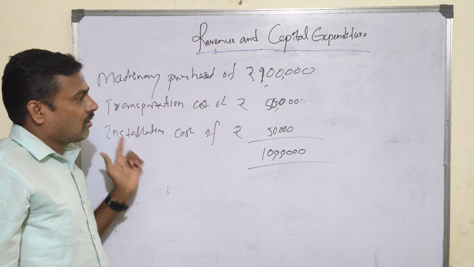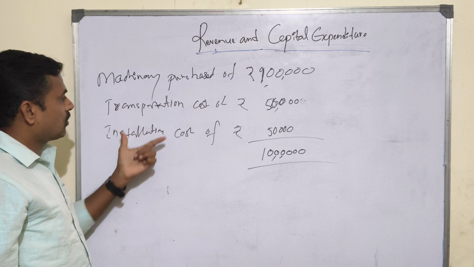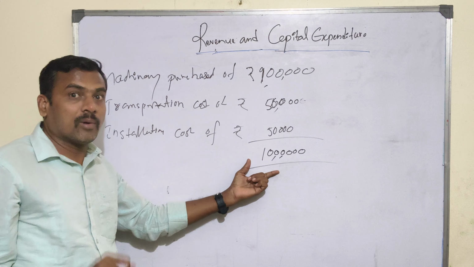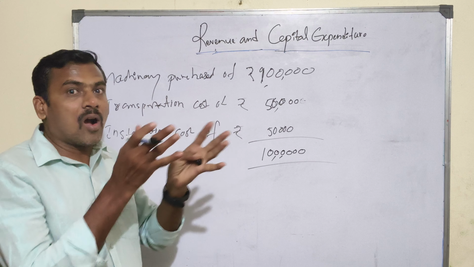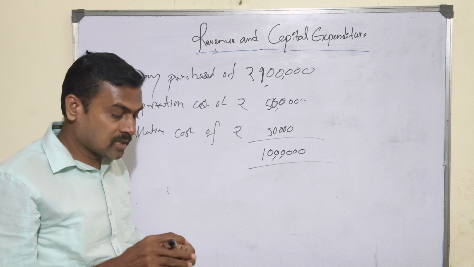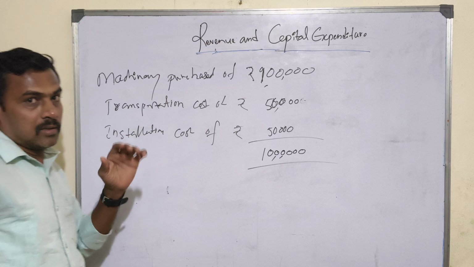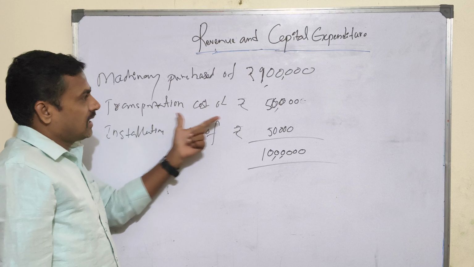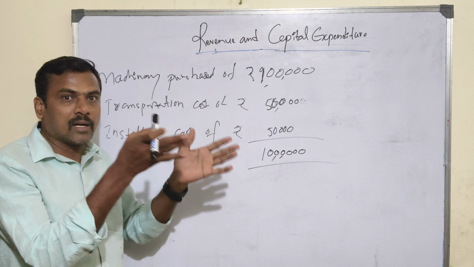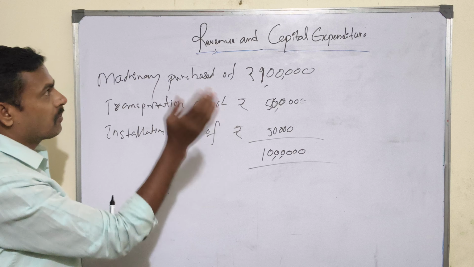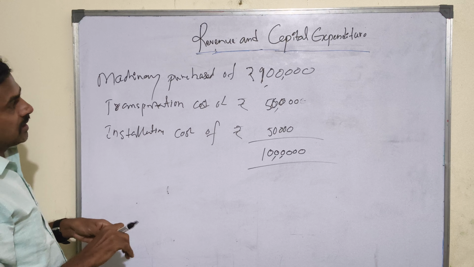Considering transport and installation cost is one of the accounting concepts. What is that accounting concept? The cost concept. What is the cost concept talking about? We need to consider all the relevant expenses that need to be recorded in the books of account, right? That is the cost concept. Now come back to the capital expenditure concept.